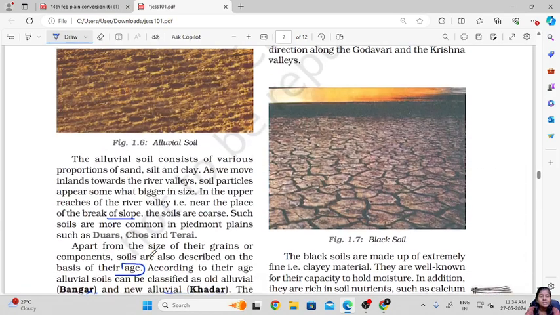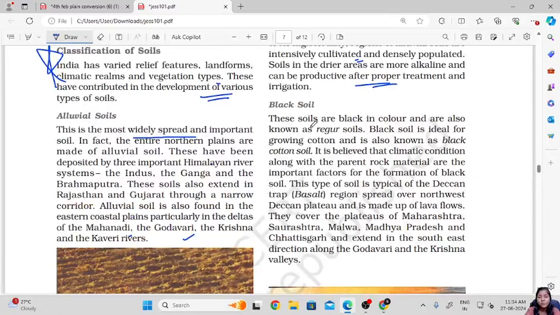Next we will move to the black soil. These soils are black in color, as the name says, and are also known as Regur soil. Black soil is ideal for growing cotton, so it is also known as black cotton soil. It is believed that climatic conditions along with the parent rock material are the important factors for the formation of black soil.